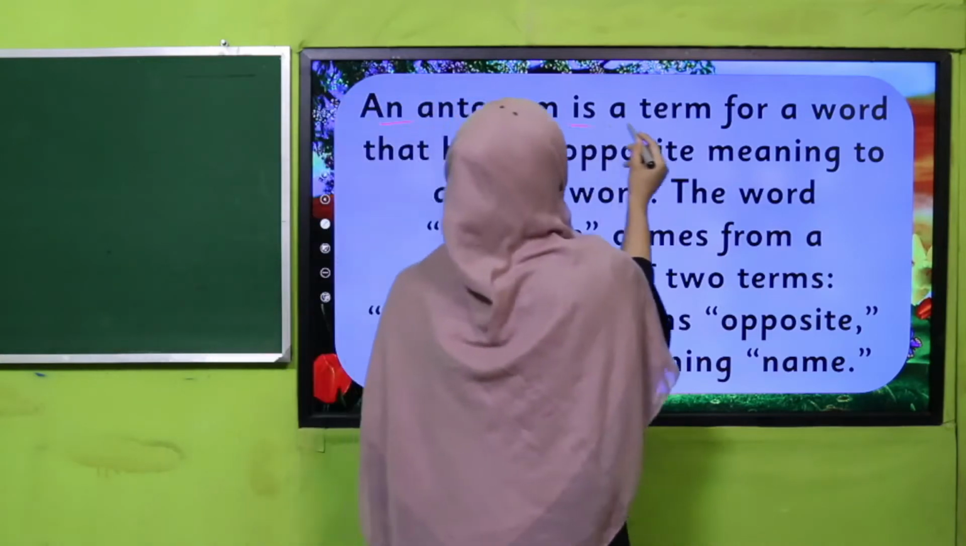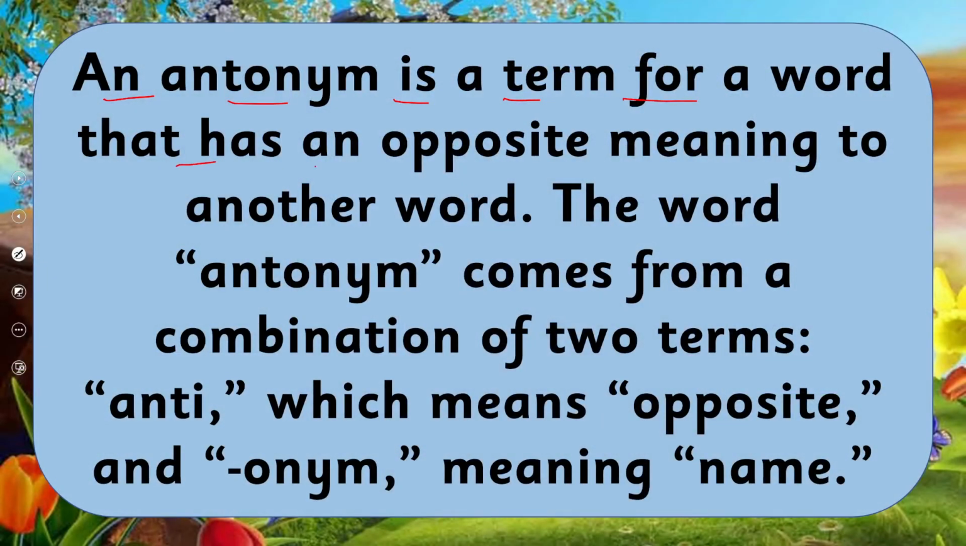An antonym is a term for a word that has an opposite meaning to another word. So an antonym is a word that has opposite meaning. We can say opposite direction, so words that have opposite meaning are called antonyms.